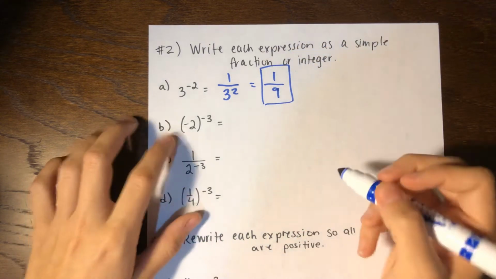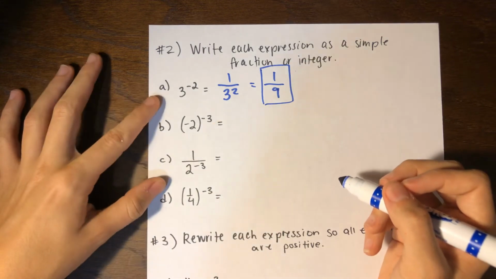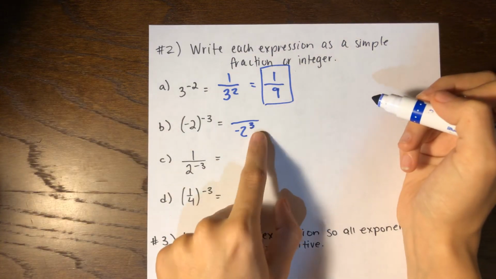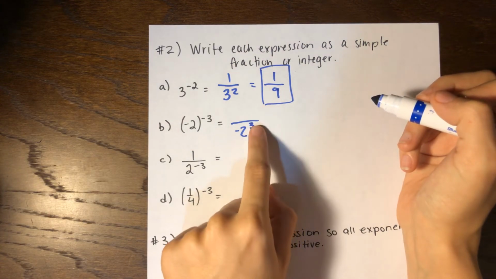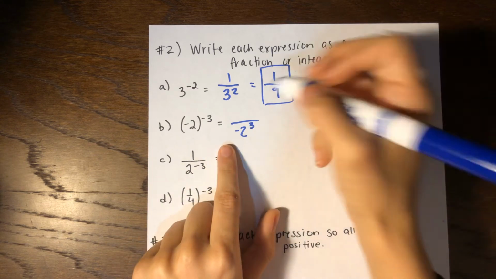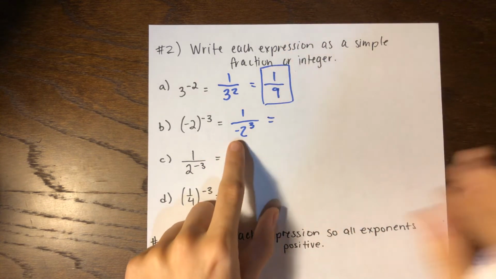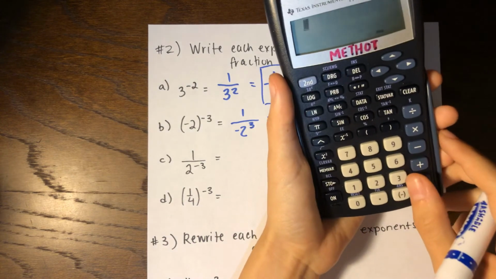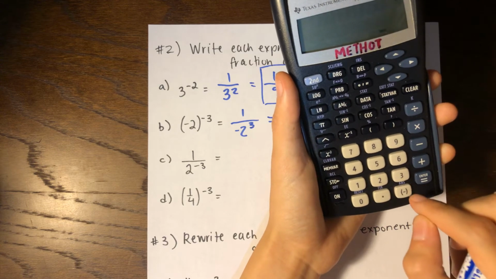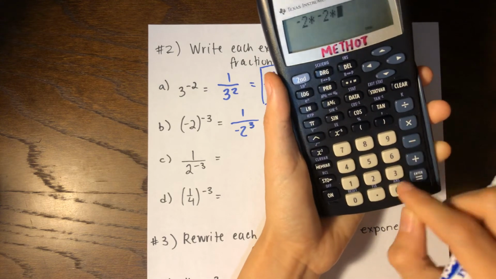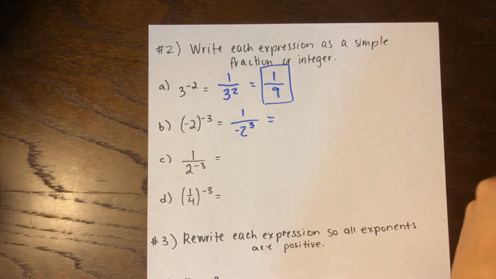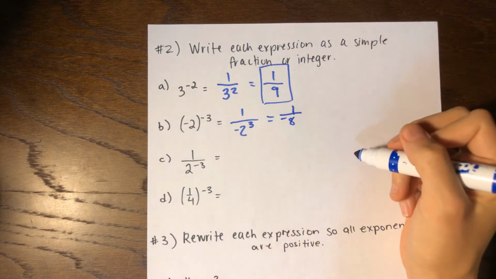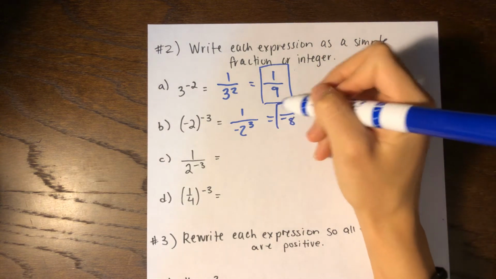The next one, we have negative 2 to the negative third power. So again, we have negative 2 to the third power. When we put it on the bottom, we're only making the exponent positive, not the whole thing. Then I put it over 1. Negative 2 cubed is negative 2 times negative 2 times negative 2. If you say 8, you're not wrong, but it's negative 8. Negative 8 on the bottom over 1. That would be our answer.